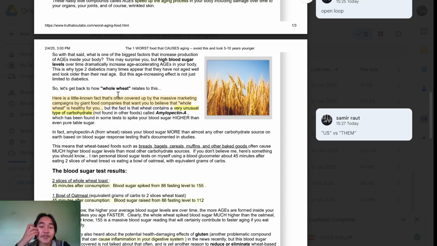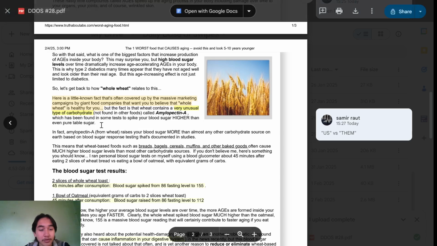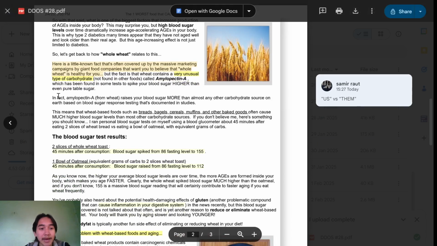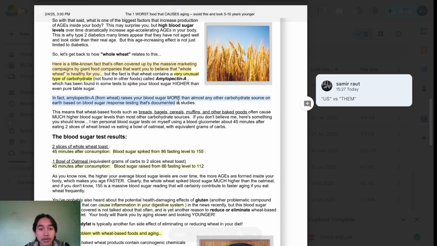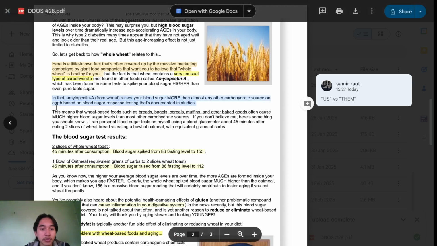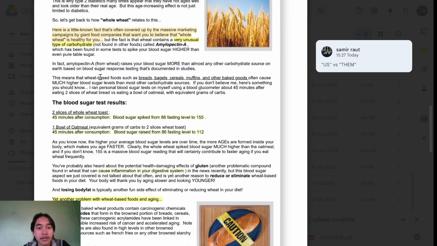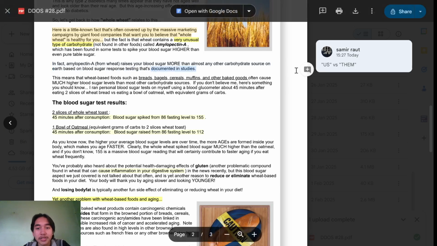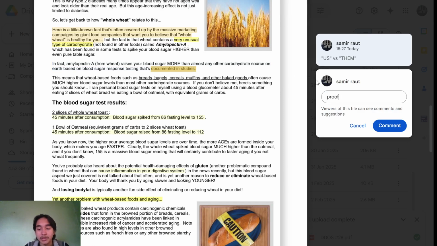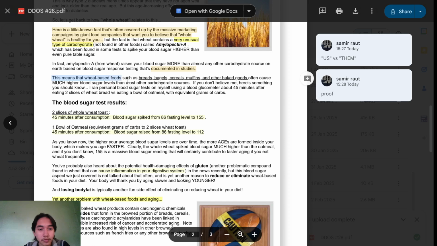But the fact is that wheat contains a very unusual type of carbohydrate not found in other foods, called amylopectin A, which has been found in some tests to spike your blood sugar higher than even pure table sugar. In fact, amylopectin A from wheat raises your blood sugar more than almost any other carbohydrate source on Earth based on blood sugar response testing that's documented in studies. Social proof. Let's just say proof. This means that wheat-based foods such as bread often cause much higher blood sugar than most other carbohydrates.